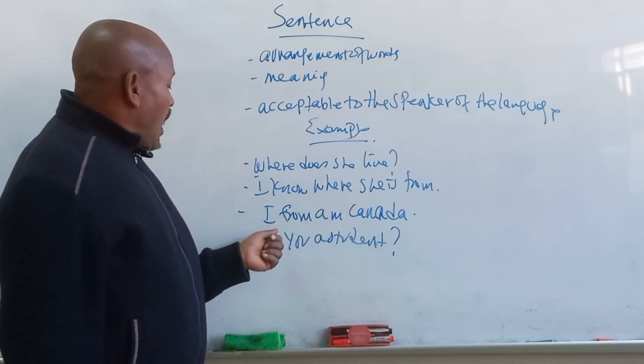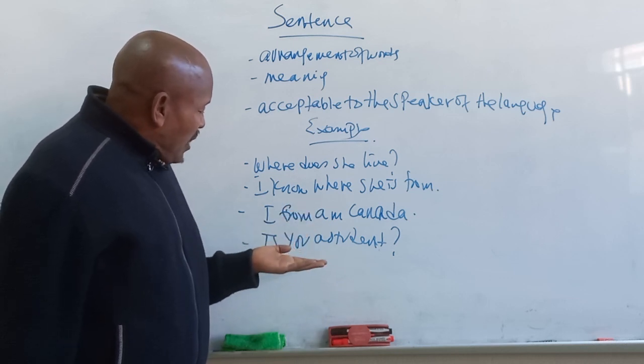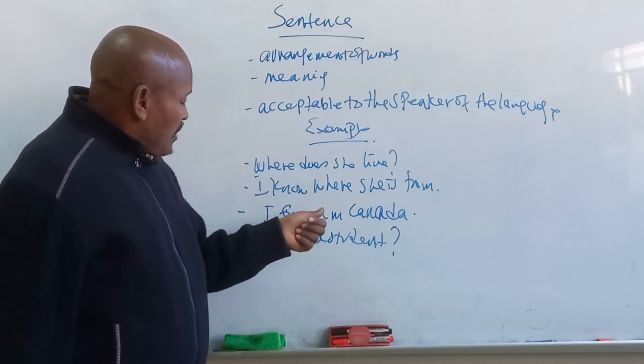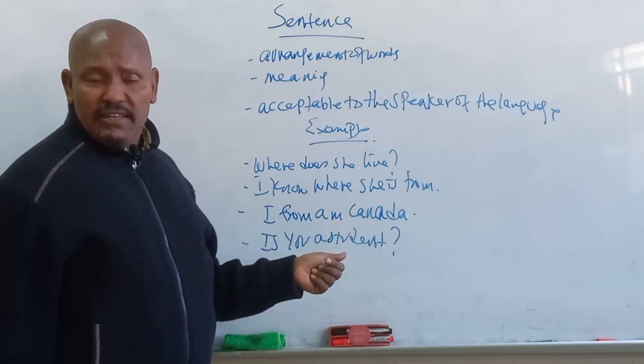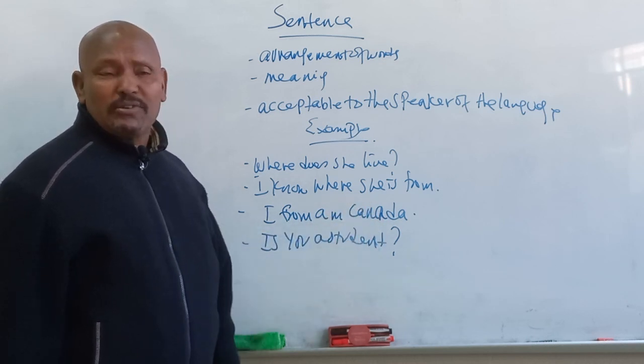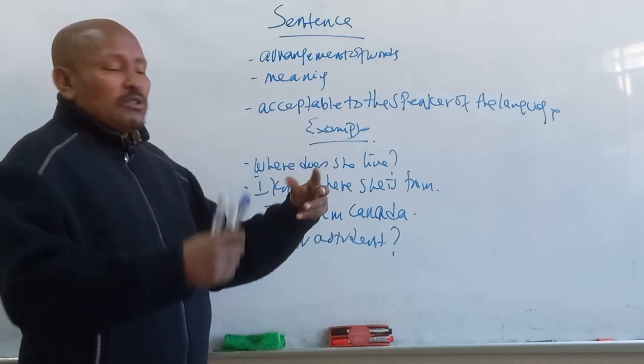If I say "I from I'm Canada," what does this sentence mean? Are the words arranged correctly? No, it's inappropriate arrangement. Can we communicate with these words? What is the implied meaning of this sentence?